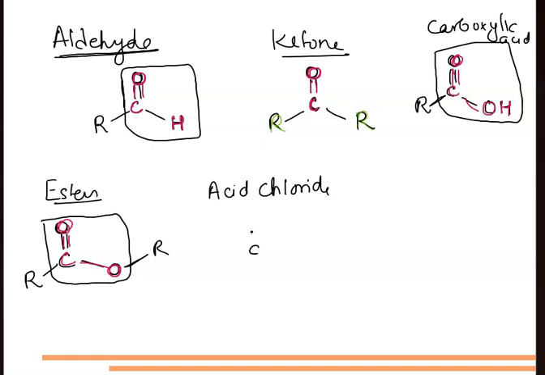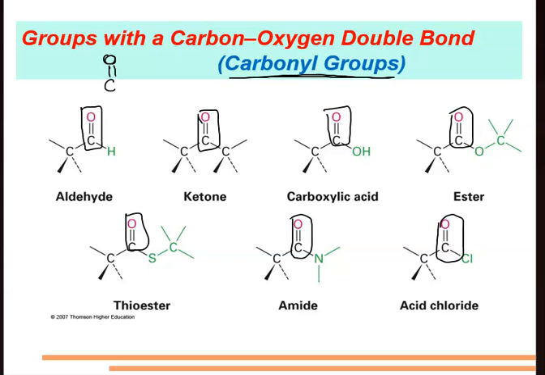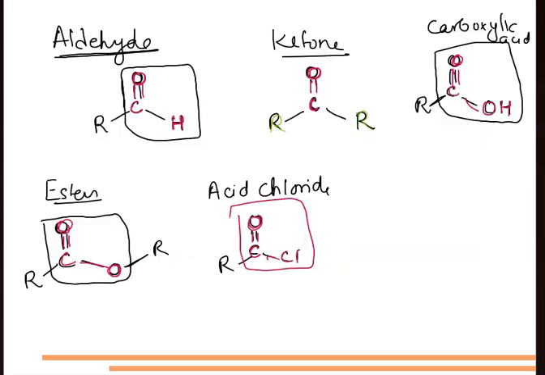Here again we have a carbonyl which is attached to a chloride, and then the other is an R group. So that's our acid chloride. Okay, I think we have covered all of them. Amide. So one more under the carbonyl is the amide.